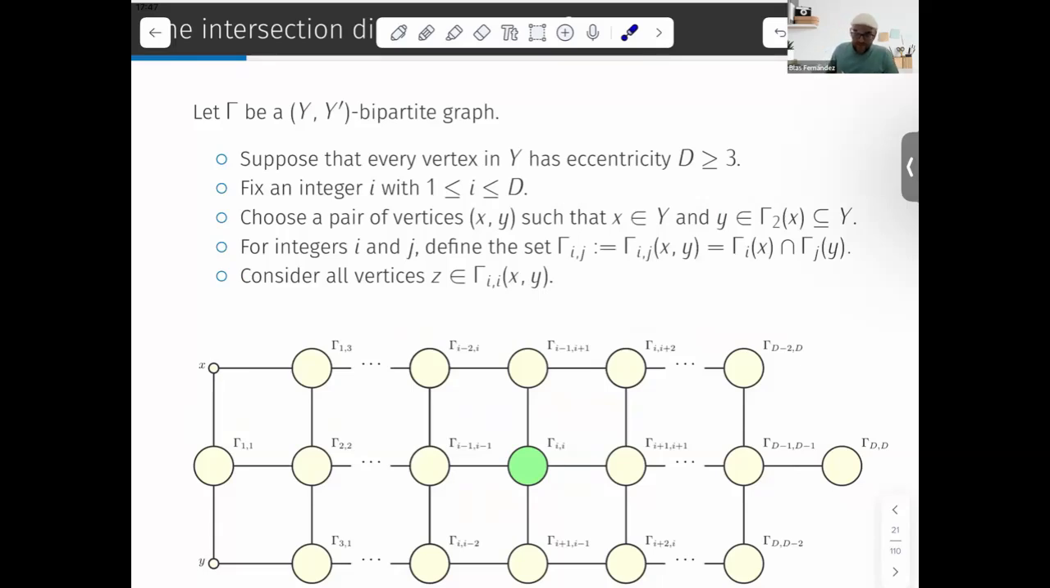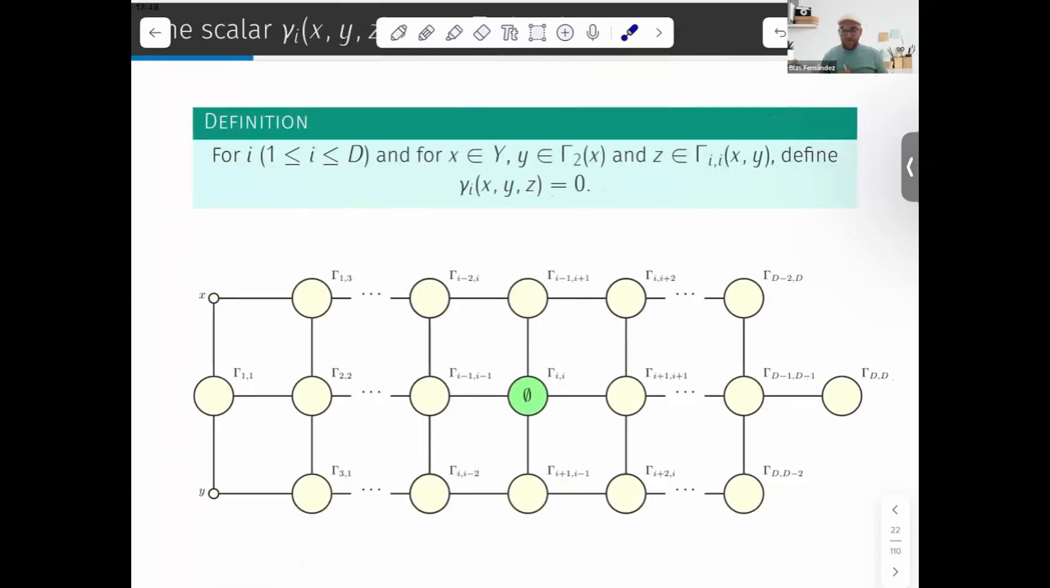So we will consider such a diagram. And now we are, of course, interested in those vertices which are at distance i from both x and y. Those vertices live here. And now we will define our scalar. Whenever this set is empty for every possible choice of x and y, we will define our scalar to be 0.